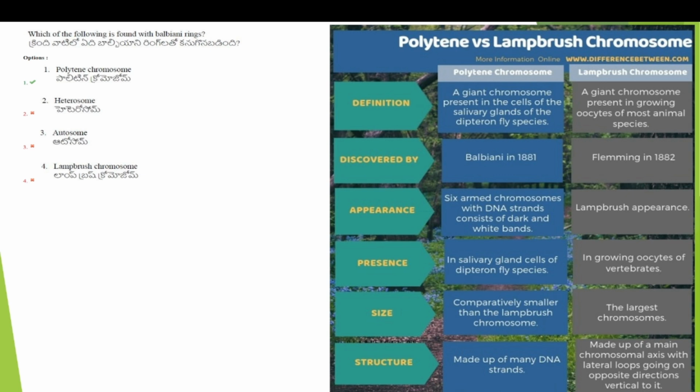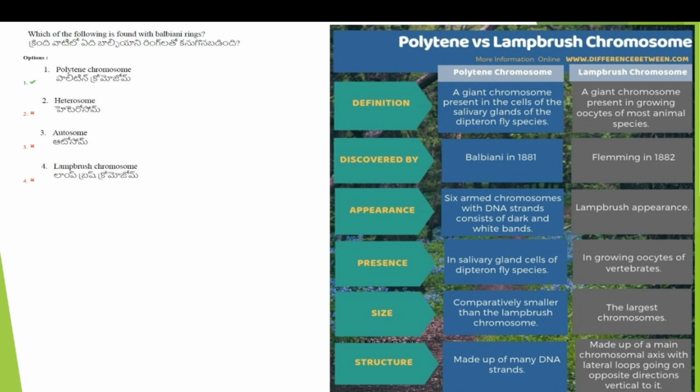So heterosomes or allosomes or sex chromosomes don't contain any Balbiani rings. And autosomes, as I said earlier, every human cell nucleus contains 44 autosomes. These 44 autosomes are responsible for the somatic characters, so these also don't contain any Balbiani rings.